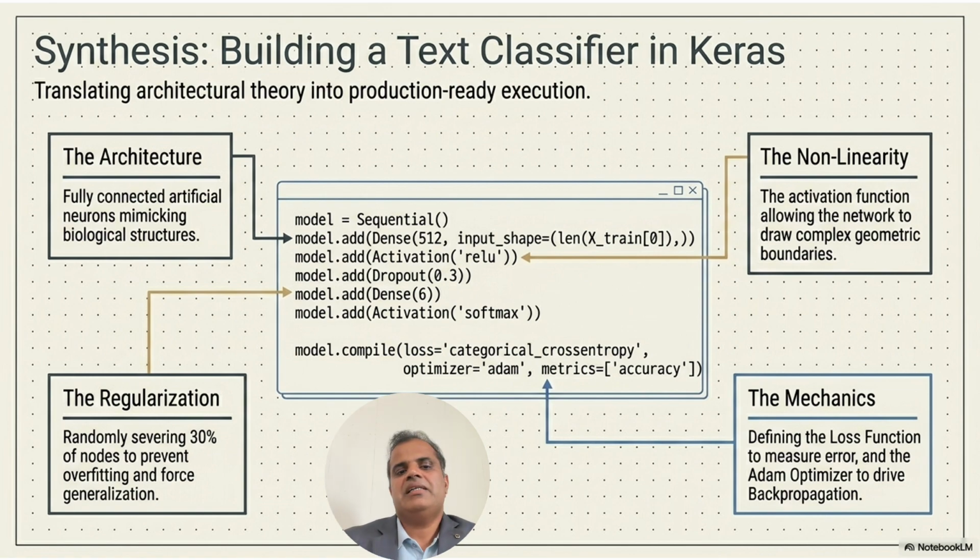We then point our output layer to a dense 6 configuration with the softmax activation, creating normalized probability distributions for a 6-class classification problem. Finally, we define our training mechanics. In the compile step, we use categorical cross entropy as our loss function to measure prediction error and deploy the Adam optimizer to dynamically manage our learning rate during the back propagation. With just a few lines of code, the entire theory comes to life.